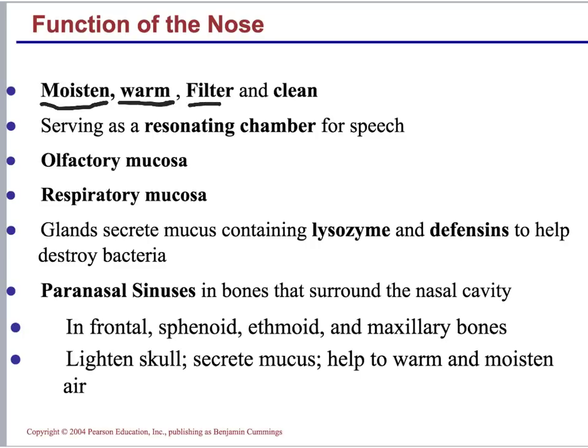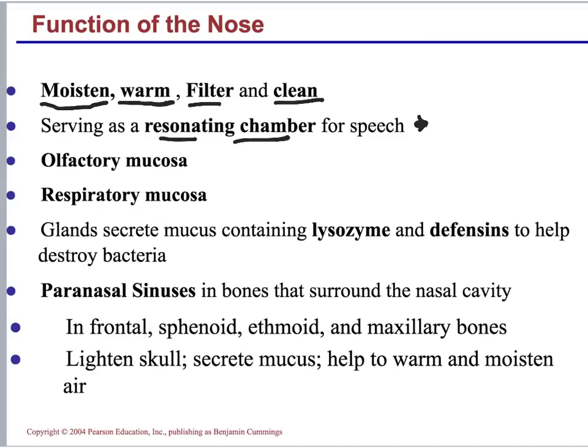Also, because of its tissue, it has mucus and it also has ciliated cells. It can filter and clean the air that we breathe in. Some other functions: it also functions as a resonating chamber for speech. We all know that whenever we are stuffed up due to some kind of congestion in there, our voices change as well.